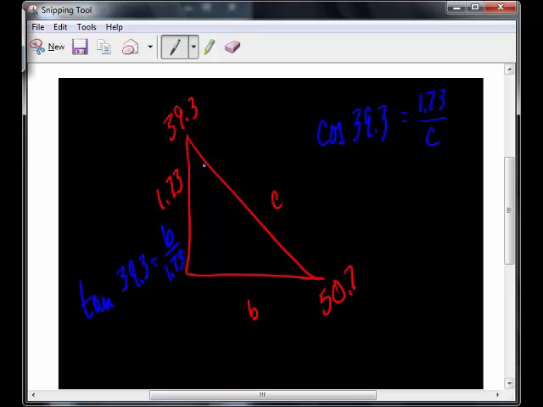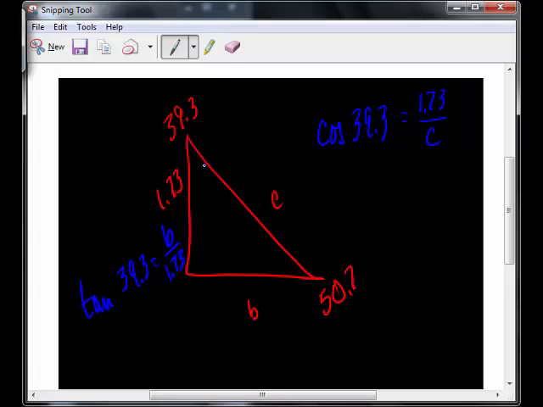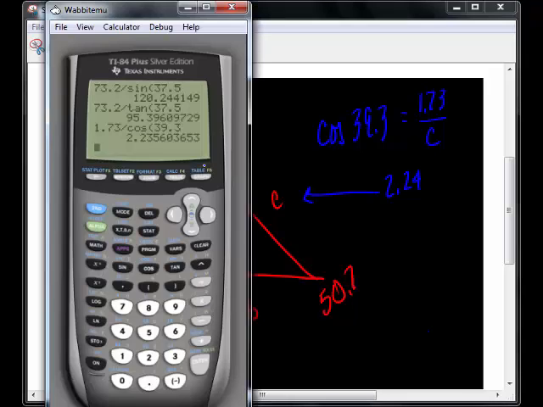Okay, let's do the first one. Get the C all alone by taking 1.73 divided by cosine 39.3, which is 2.24. That's C. And then for B, we would multiply both sides by 1.73.